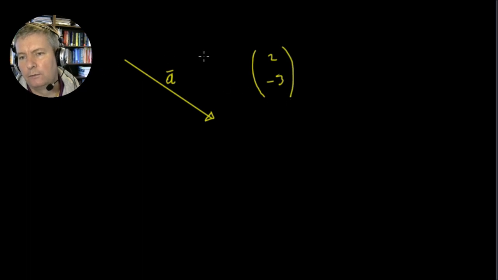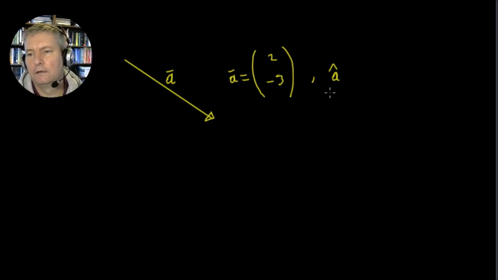So let's say we're asked to find the unit vector of the vector a. And let's say the vector a is given in component form 2, minus 3. So we go along 2 and we go down 3. So this is vector a. So we're looking for a hat, which is the unit vector of vector a. So what we have to do is find the length of vector a.